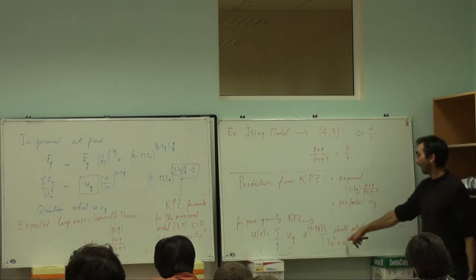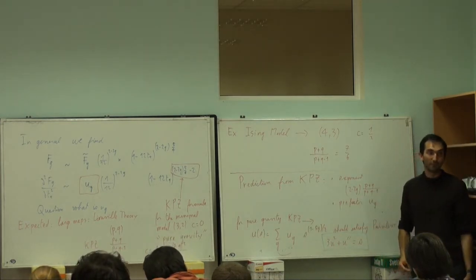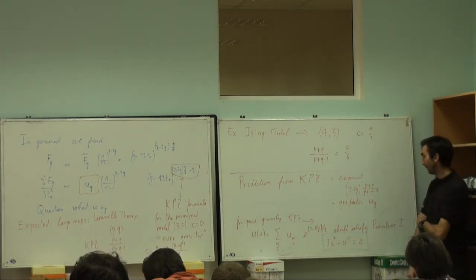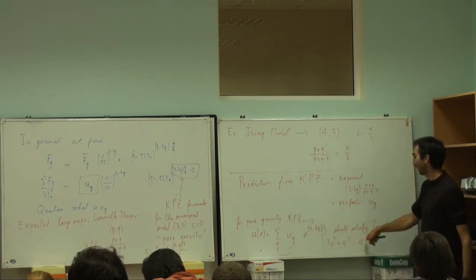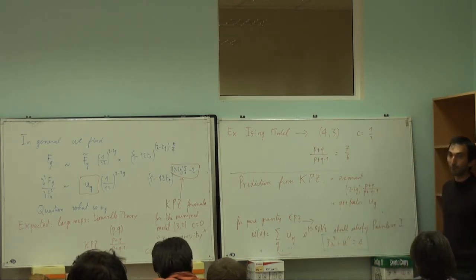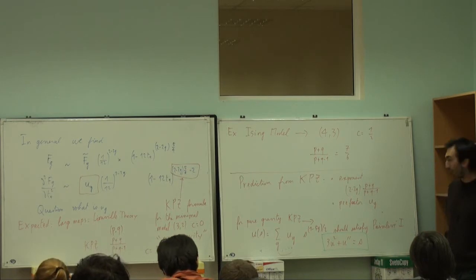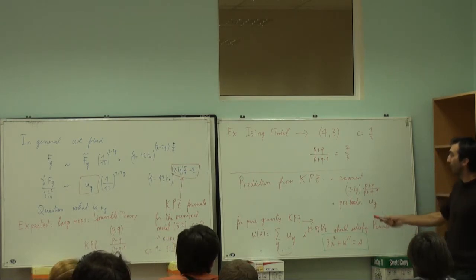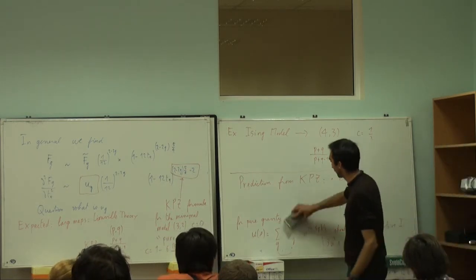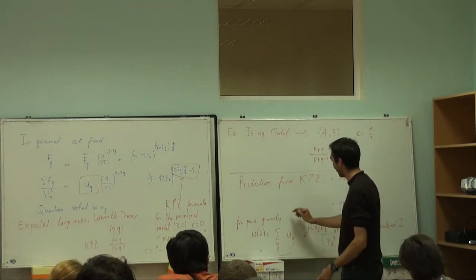So this determines all the coefficients UG by recursion. I mean, if you plug this expression into that, you can determine all the UGs. And so this is a prediction of conformal field theory. Well, I should not call it KPZ, but more conformal field theory.